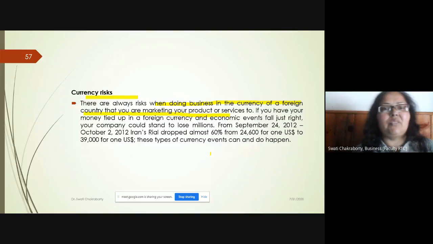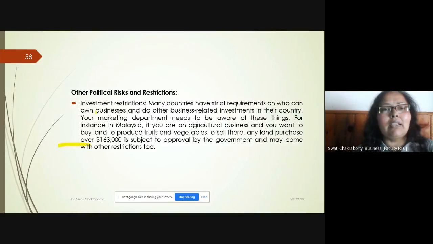Okay. What are the other political risks and restrictions that we have? It could be investment restrictions. Some countries impose strict requirements on who can own the business and do other business-related investment in the country. So the marketing department should be aware of this.